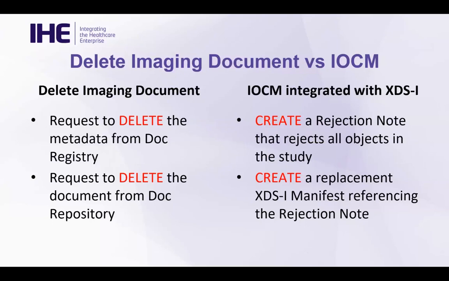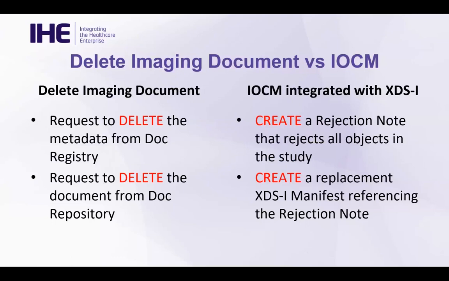the method is, the imaging document source or the image manager that supports IOCM, when they make changes to the study, it will create a rejection note for the study to reject all the objects inside the study. But the study still has a rejection note. That DICOM object still exists for the study.